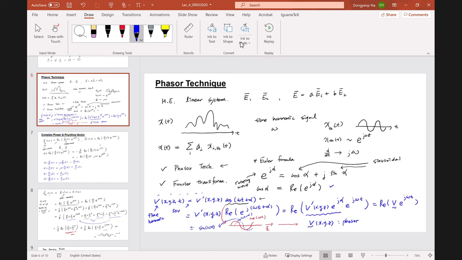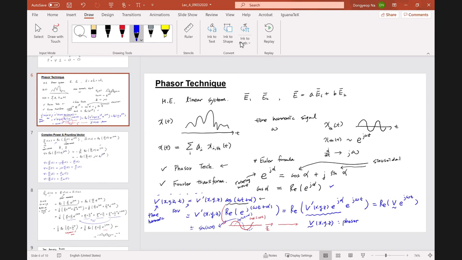Because we are adding this arbitrary alpha term inside the cosine function, we are already considering both cosine and sine, any function.